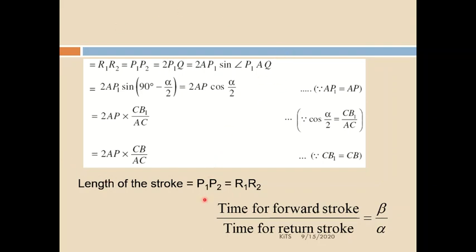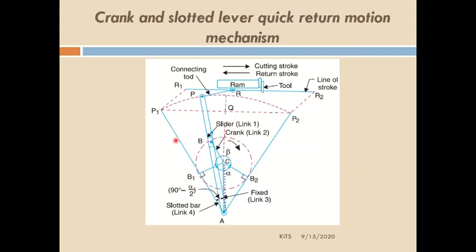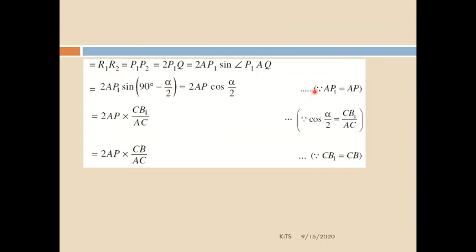Okay, where P1, P2, R1, R2. Look at this diagram. This is P1, P2. Okay, this is R1, R2. So from the diagram itself we can understand the length of P1P2 is equal to the length of R1R2. That's what is given here.